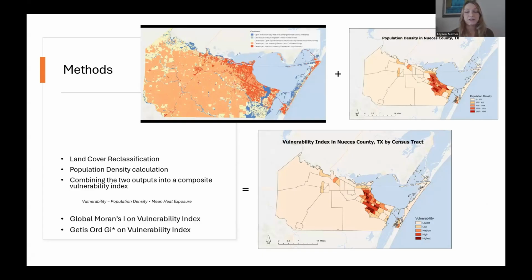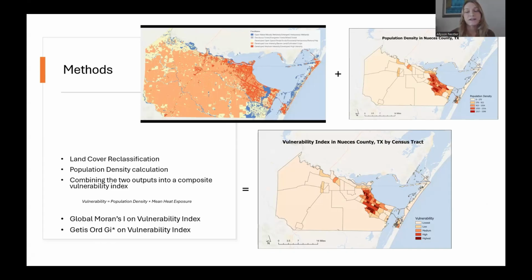Population density was calculated by dividing census tract population by land area in square kilometers. The mean heat exposure was then calculated for each tract using Zonal Statistics as Table. Then these values were combined with the population density to create a composite vulnerability index, where areas with both higher heat exposure and higher population density received higher vulnerability scores, as you can see in this bottom image here.